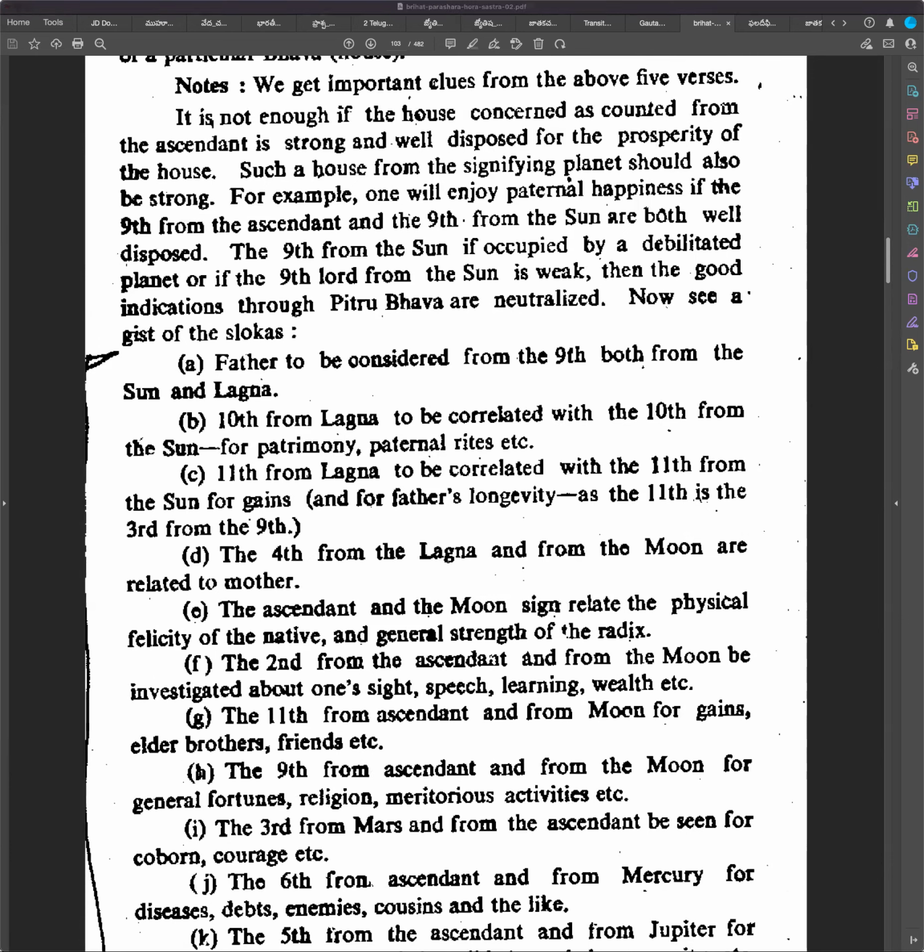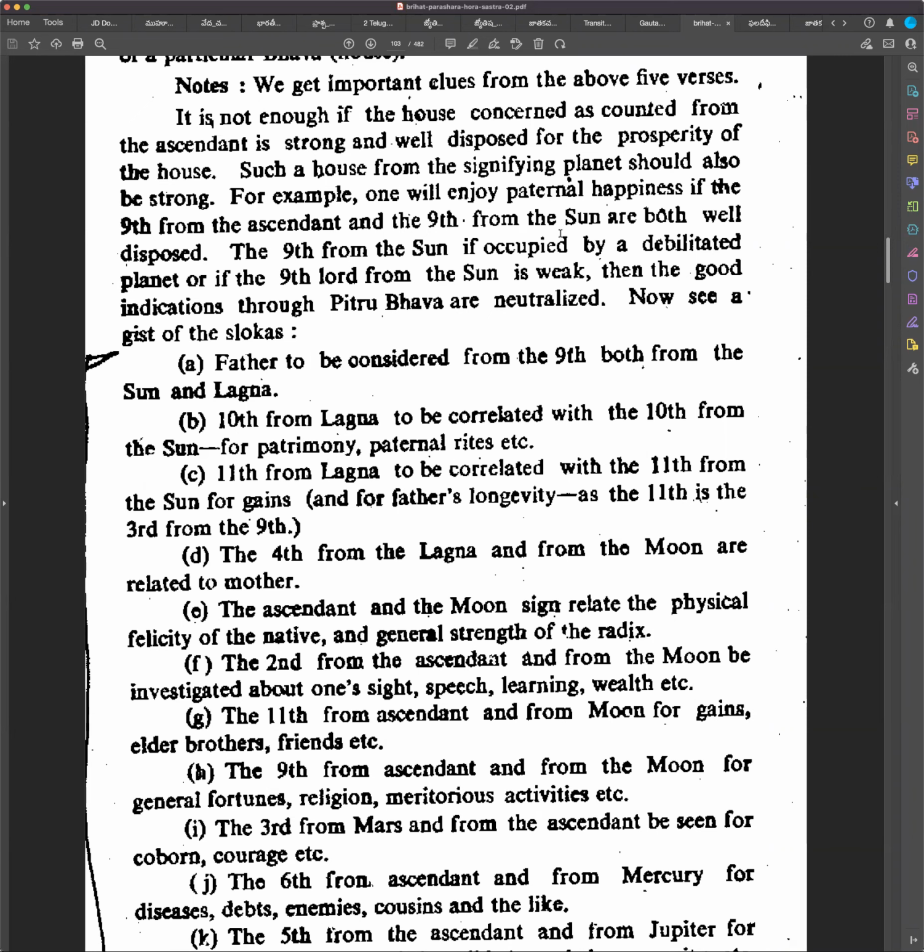We get important clues from the above 5 verses. It is not enough if the house counted from the ascendant is strong and well disposed for the prosperity of the house. Such a house from the signifying planet should also be strong. For example, one will enjoy paternal happiness if the 9th from the ascendant and the 9th from the Sun are both well disposed. If the 9th from the Sun is occupied by a debilitated planet, or if the 9th lord from the Sun is weak, then the good indications through Pitru Bhava are neutralized.